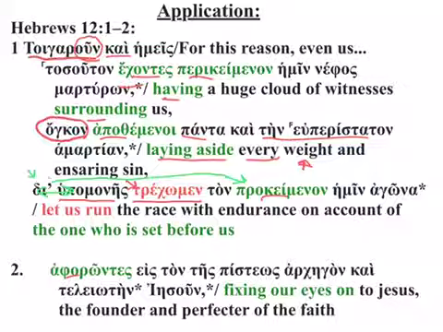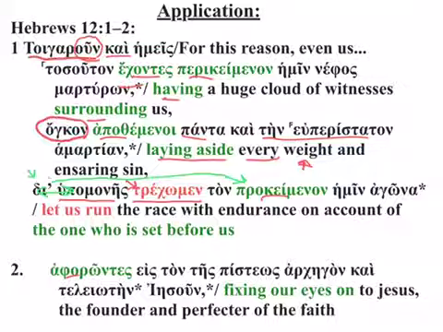But I just want to show you that in Greek, word order is not necessarily strict. It can be flexible. And this is one way you could translate this sentence. So let us run the race with endurance on account of the one who is set before us. In other words, who's the one set before us? You can almost argue Jesus is set before us, or you can make it the race that's set before us. It depends on how you want to focus on the path.